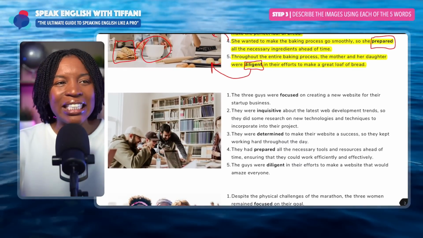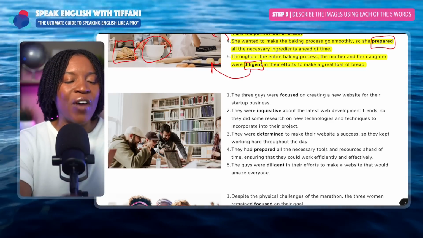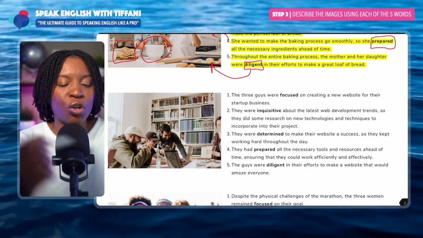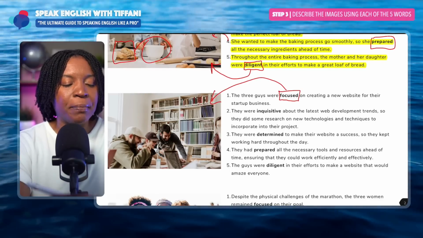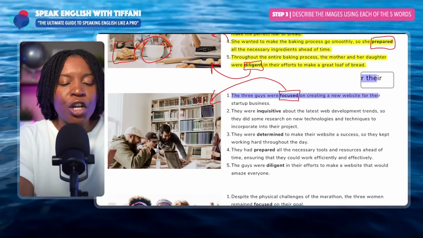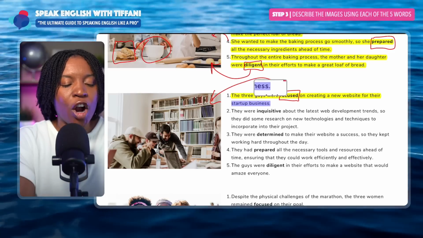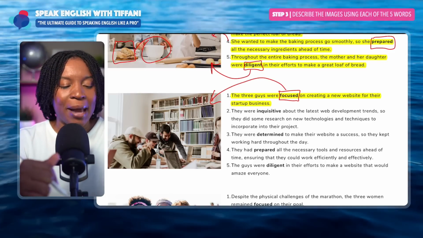We have 5 sentences describing the image using the 5 words. So I'll just highlight the words. Focused, describing the second image of the men. The 3 guys were focused on creating a new website for their startup business. You see what's happening, right? They were focused on that.